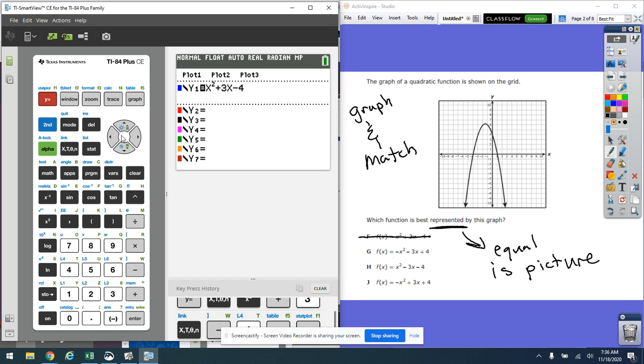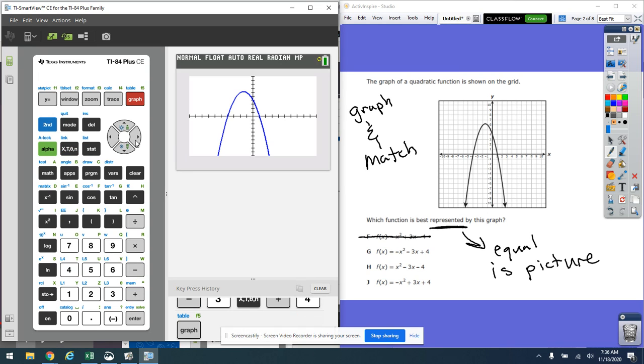And it's as easy as this. It's just a process of elimination, clearing out what your answers are and starting over. So negative x squared minus 3x plus 4. So again, let's see if it matches. It looks like it matches here.